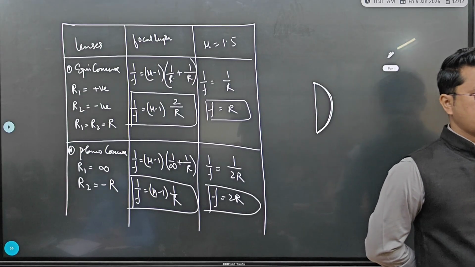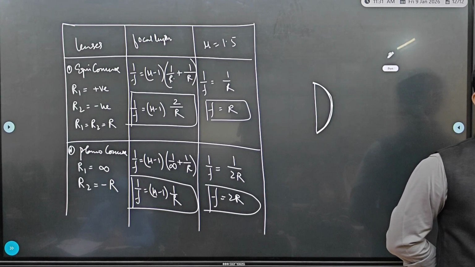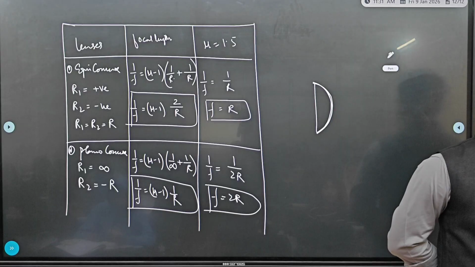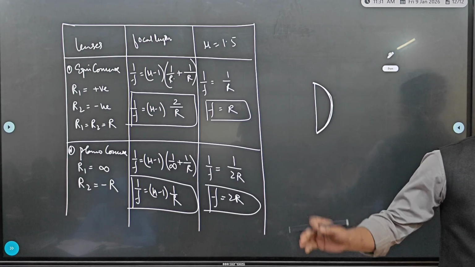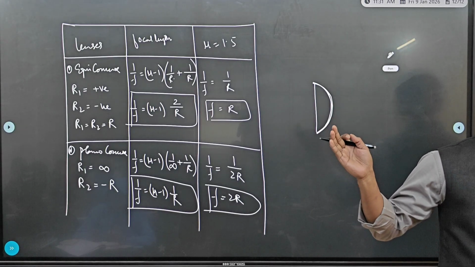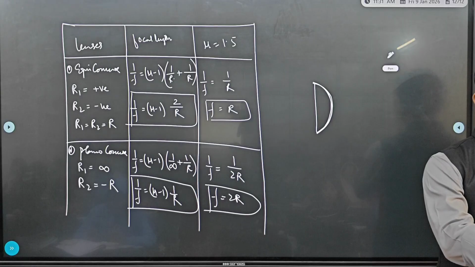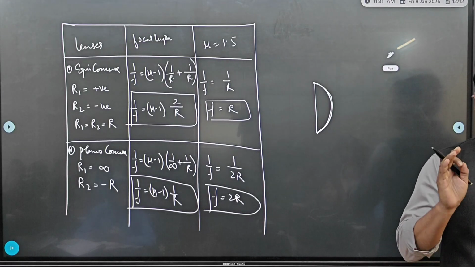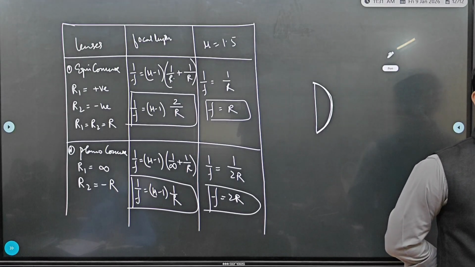Done? Can you calculate by yourself equiconcave and plano concave? I have calculated for equiconvex and plano convex. Please calculate by yourself equiconcave and plano concave. Please do it as soon as possible.